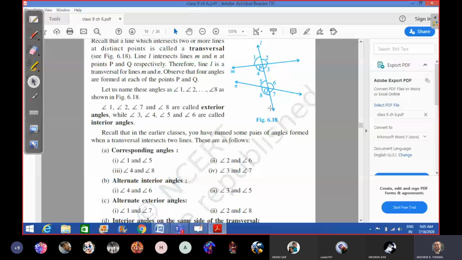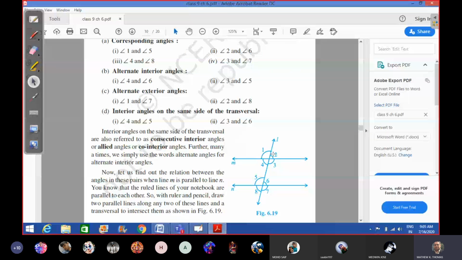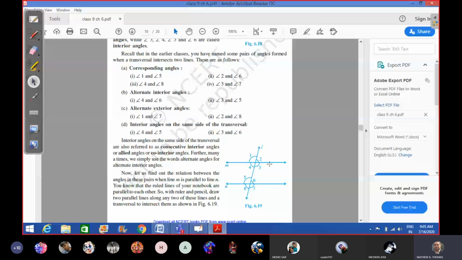If you have a transversal intersecting two lines, then the angles outside, it's better that you make this. So angles outside are 1, 2, 7, and 8. These are called the exterior angles. And the angles inside, that is 3, 4, 5, and 6, are called the interior angles.